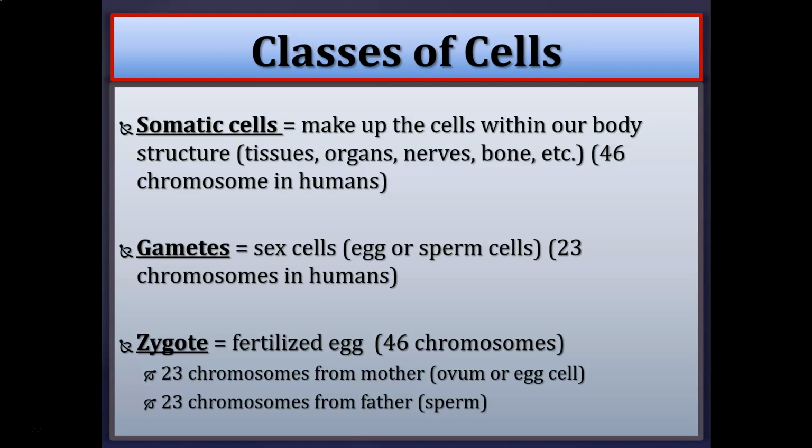Each and every one of us is quite literally half genetically mom and half dad. We receive 23 chromosomes from mom's egg and 23 chromosomes from dad's sperm. Once the sperm and egg combine, you get a zygote. A zygote is a fertilized egg. So 23 from the sperm, 23 from the egg, you get back to the 46 total.